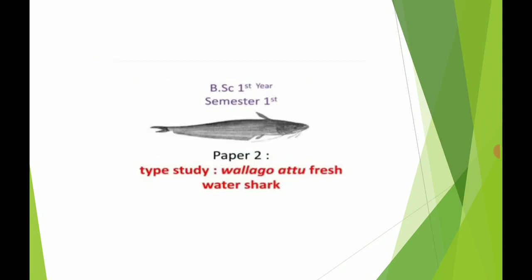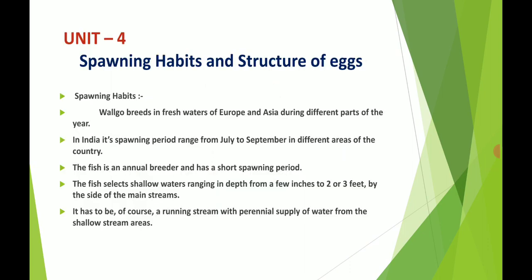Today we are going to start the theory paper second. The name of the paper is Type Study of Wallago attu. It is commonly called the freshwater shark. In the previous lecture, we saw the female reproductive system and the male reproductive system. Today we will see unit number 4. The topic is spawning habits and structure of eggs.